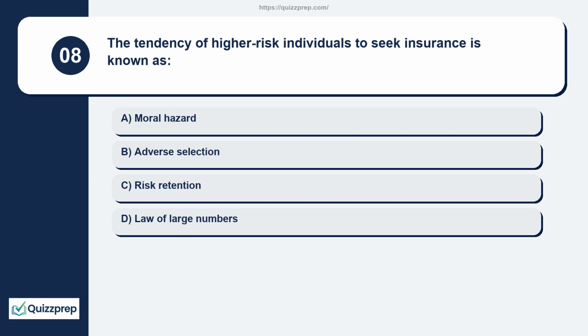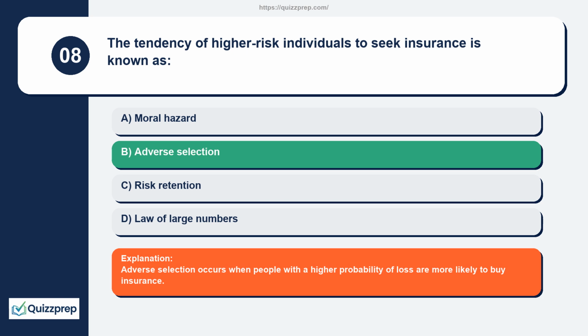Question 8. The tendency of higher-risk individuals to seek insurance is known as moral hazard, adverse selection, risk retention, law of large numbers. Adverse selection occurs when people with a higher probability of loss are more likely to buy insurance.